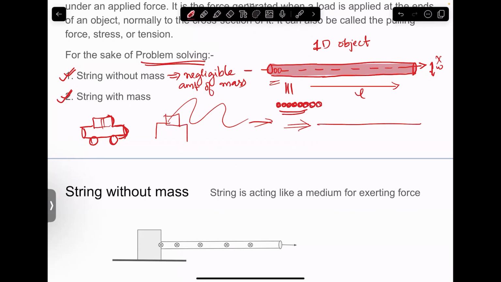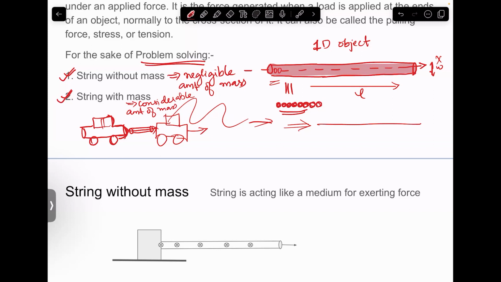So the road assistance vehicle will be something like this. They will come for towing your car like this. They will pull. There will be a hook and it will pull like this. This kind of rope will be very huge in size, so it will have a considerable amount of mass. That mass we have to consider when we are solving the problem.